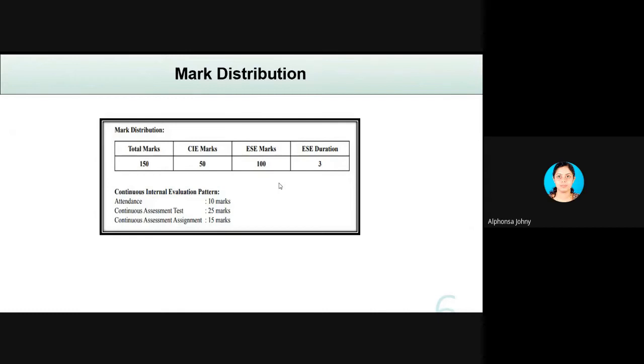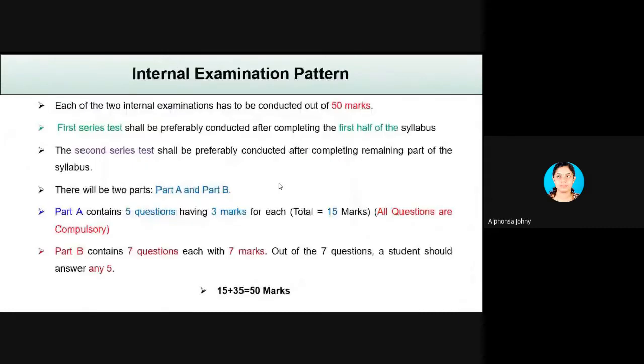marks for the attendance. Then there will be 2 internal examination, and the marks you scored in the internal assessment test will be converted into 25 marks. The next is assignment. If you submit the correct assignment on due time, you will get 15 marks. So next I will explain about the pattern of internal test. 2 internal examination will be there, out of 50 marks. So total 50 plus 50, 100 marks. First serial test shall be conducted after completing the first 2.5 modules. Second serial test will cover the remaining 2.5 modules.